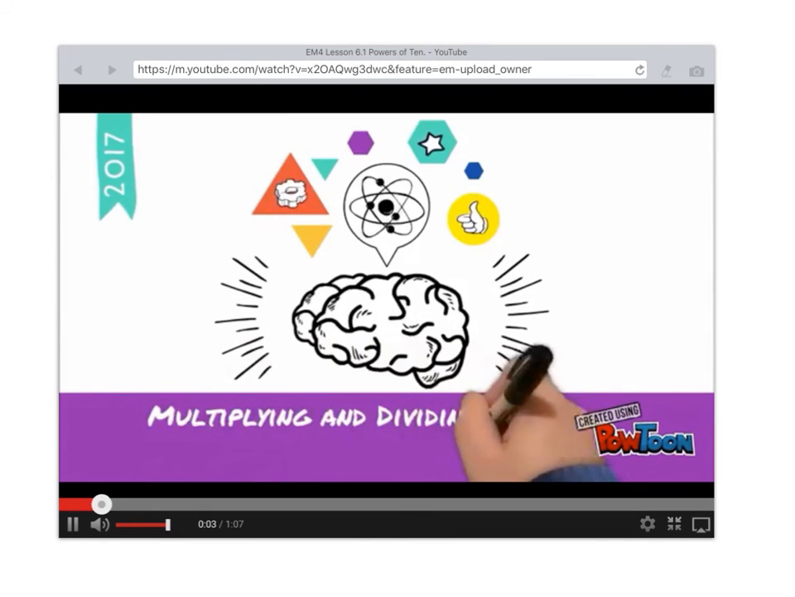In case you forgot, here's our video that we used for 6.1, where we introduced the basics of powers of 10. And we have multiplying and dividing decimals by powers of 10. We move the decimal based on the exponent. Multiply, we move it to the right. Divide, we move it left. So another way to say that, times equals hop decimal to the right, and divide equals hop decimal to the left.